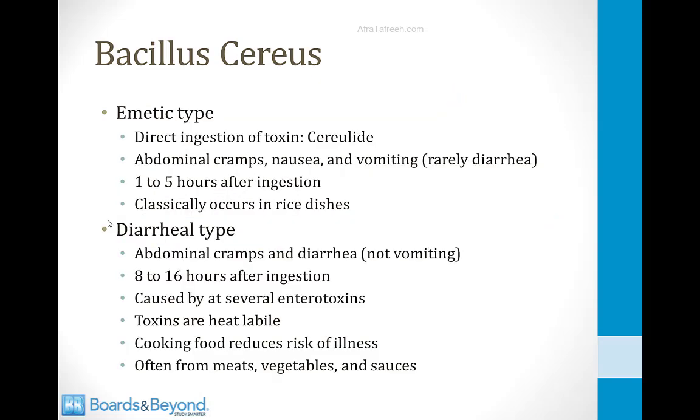So there's 2 types of B. cereus food poisoning. The first type is the emetic type. This happens from direct ingestion of the toxin cereulide. Patients get abdominal cramps and nausea and obviously vomiting, usually not with diarrhea. That's why it's called the emetic type. And this occurs a few hours after ingestion, and this classically occurs in rice dishes, as I said before.